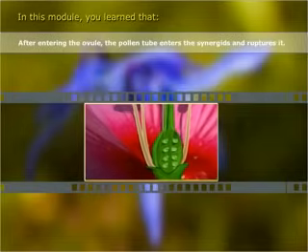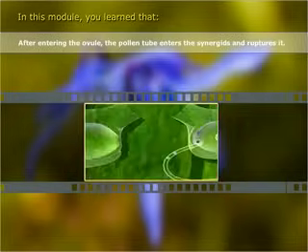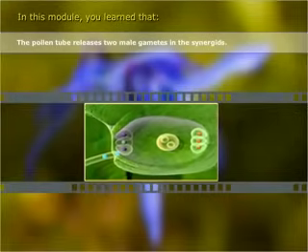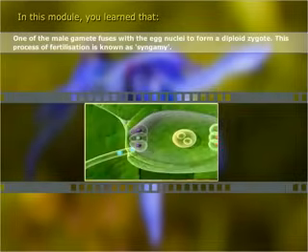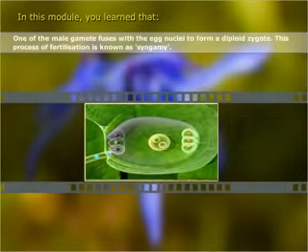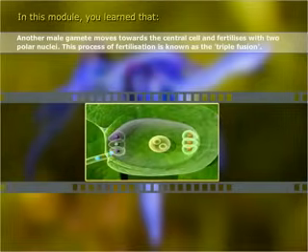After entering the ovule, the pollen tube enters the synergids and ruptures it. The pollen tube releases two male gametes in the synergids. One of the male gametes fuses with the egg nucleus to form a diploid zygote. This process of fertilization is known as syngamy. Another male gamete moves towards the central cell and fuses with the two polar nuclei. This process of fertilization is known as triple fusion.